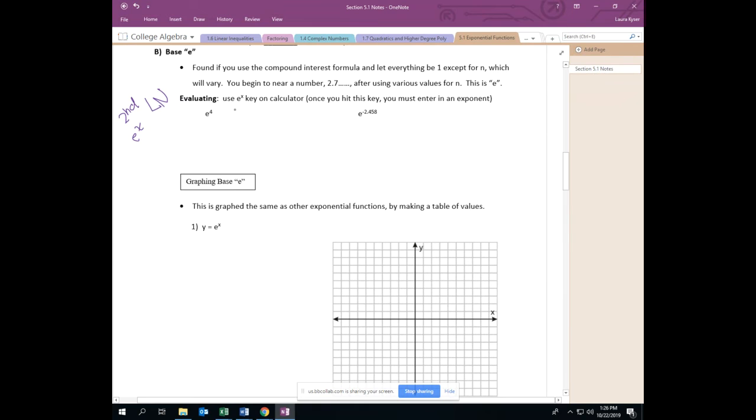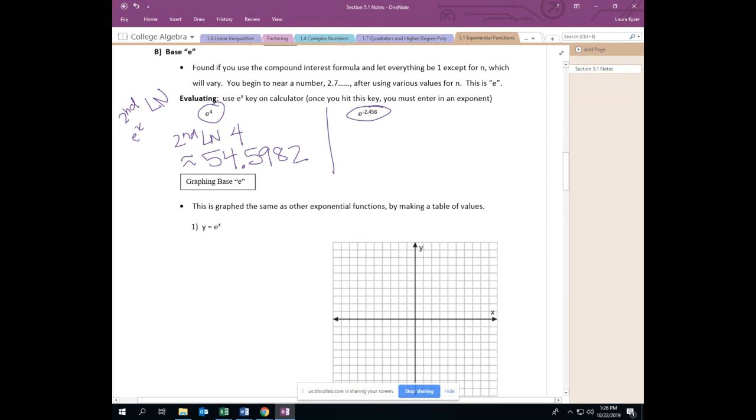So we're going to evaluate a couple first just so that we can see it. So e to the 4th power. We're going to hit second ln 4. Second ln is going to bring e up onto the screen. And when we hit 4 and hit equals, it's going to spit out our answer. Now, again, like I said, we're going to have to round this thing. Let's go to 4 decimal places. So this is 54.5982 if we round up, because it's 59815.